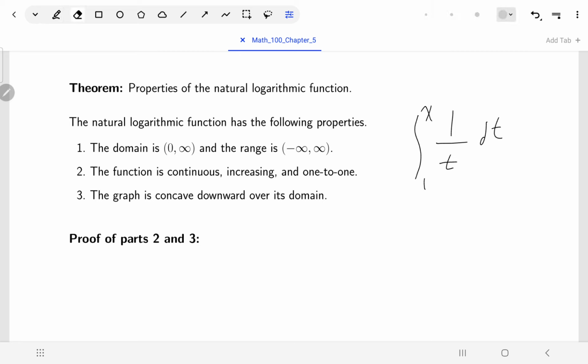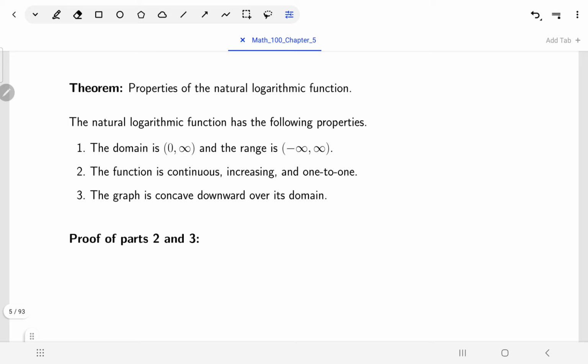For the range, I'm going to be skipping over that part of the proof. It's not hard enough to do. Once we show that our function is increasing and one-to-one, then to show that the range is all the real numbers, we just have to show that as we get close to 0, the y values for natural log become negative infinite, and as we go further to the right, the y values become positive infinite. And since we're increasing and one-to-one, then we must be going through all the real numbers from negative infinity to positive infinity, essentially using the intermediate value theorem to justify things.